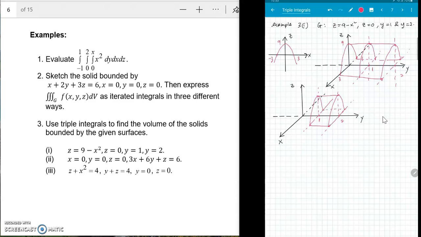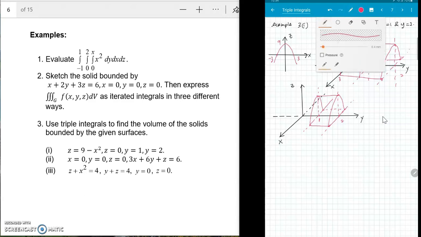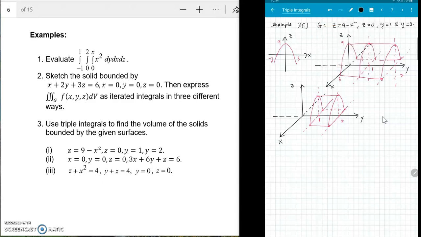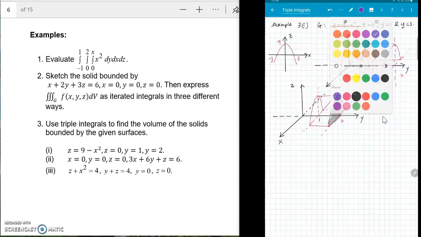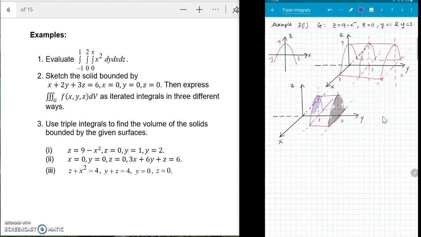It's a parabolic cylinder, but on the right we have the y equals 2 plane, this plane there. And then on the left we have y equals 1. And at the bottom we have z equals 0. And then on top we have the parabolic cylinder, which is z equals 9 minus x squared. So those are the boundaries, the surfaces of the solid.